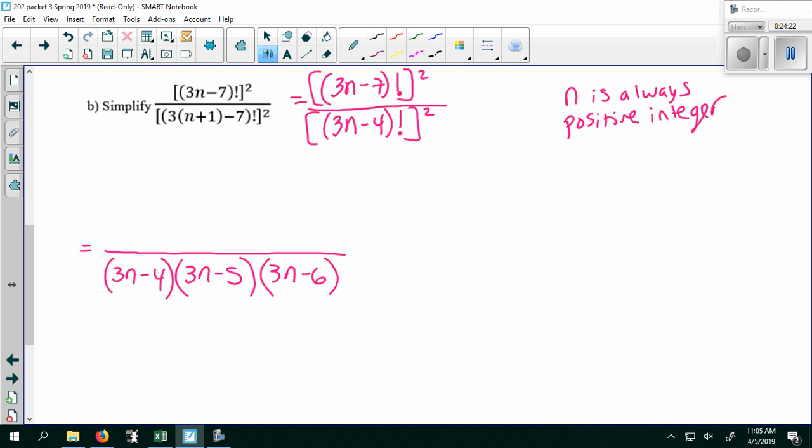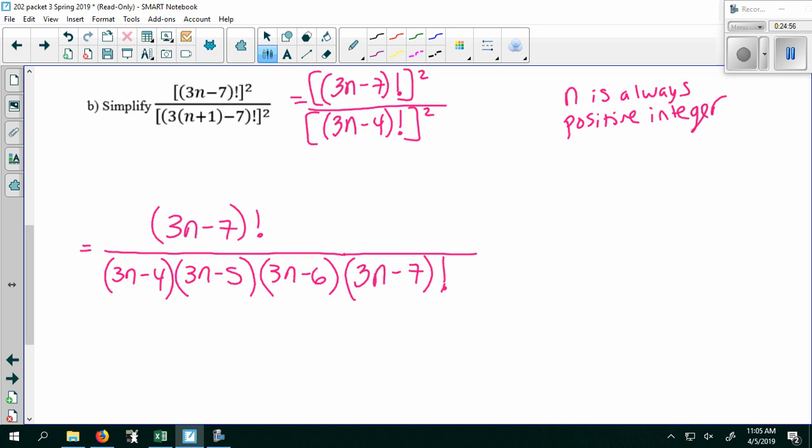Okay, so 3n minus 4 is the first number. One smaller than that is 3n minus 5. One smaller than that is 3n minus 6. One smaller than that is 3n minus 7. And that's the magic thing I was looking for. That matches the number on top. So factorial to get to the end. And then in the numerator, I have 3n minus 7 factorial.